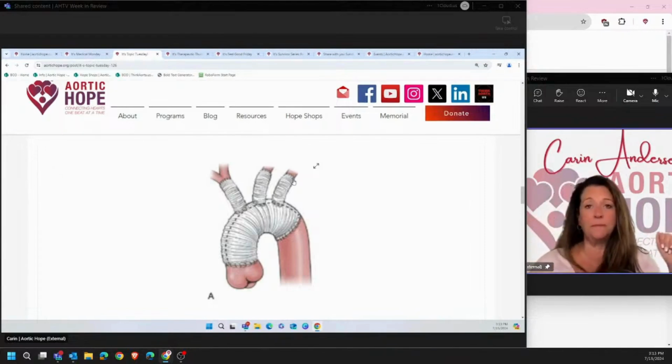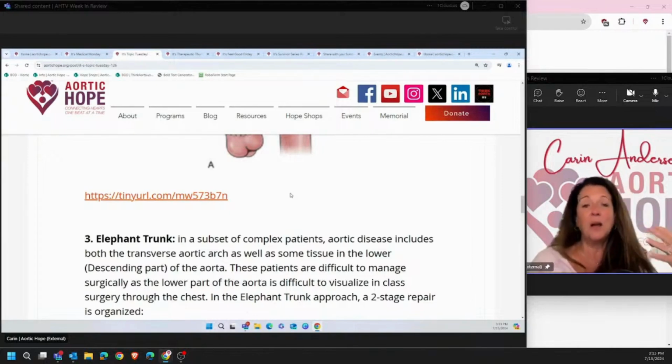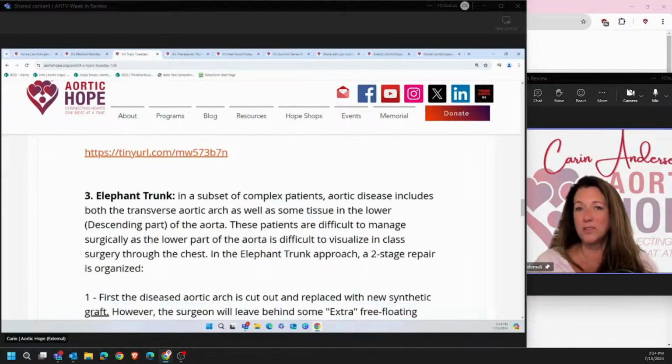Total arch replacement, okay? Elephant trunk. We've heard some people have an elephant trunk procedure. This is pretty complex because it's used in tissue in the lower or descending part of the aorta. These patients can be quite difficult to manage surgically, as the lower part of the aorta is difficult to visualize in surgery through the chest. So in the elephant trunk approach, it's a two-stage repair. This is a big repair.